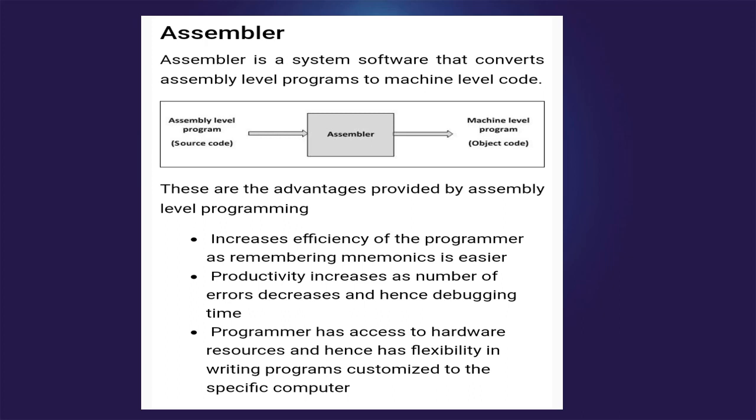Assembler. Assembler is a system software that converts assembly level programs to machine level code. Assembly level program, source code, assembler, machine level program, object code. These are the advantages provided by assembly level programming. Increases efficiency of the programmer as remembering mnemonics is easier. Productivity increases as number of errors decreases and hence debugging time. Programmer has access to hardware resources and hence has flexibility in writing programs customized to the specific computer.